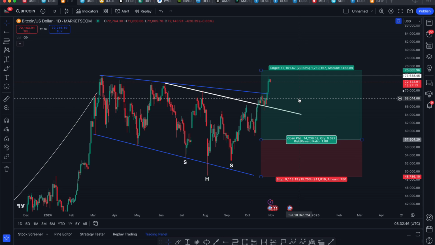I continue to hold several Bitcoin proxies, such as the Bitcoin miners, stocks like MicroStrategy, for example.